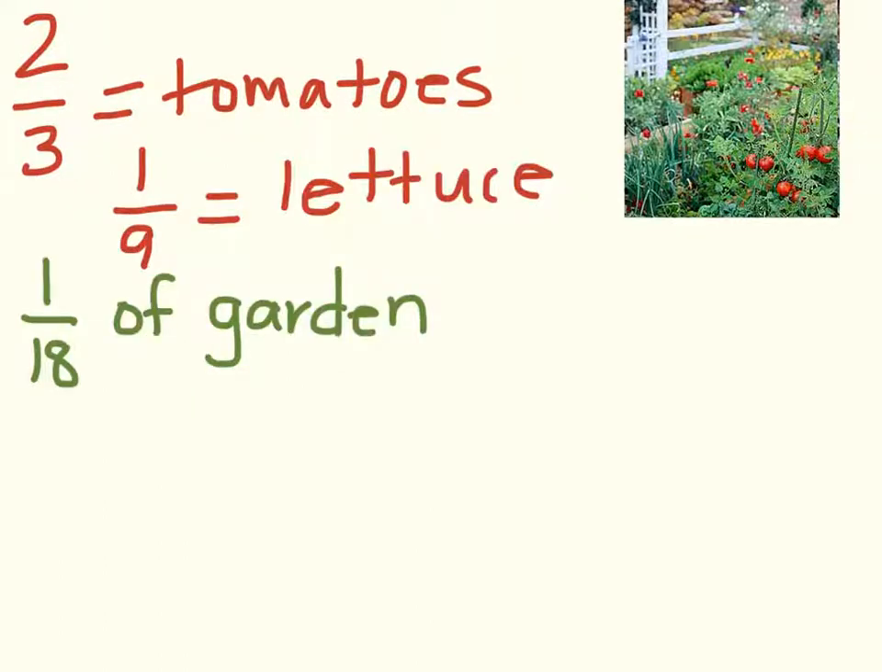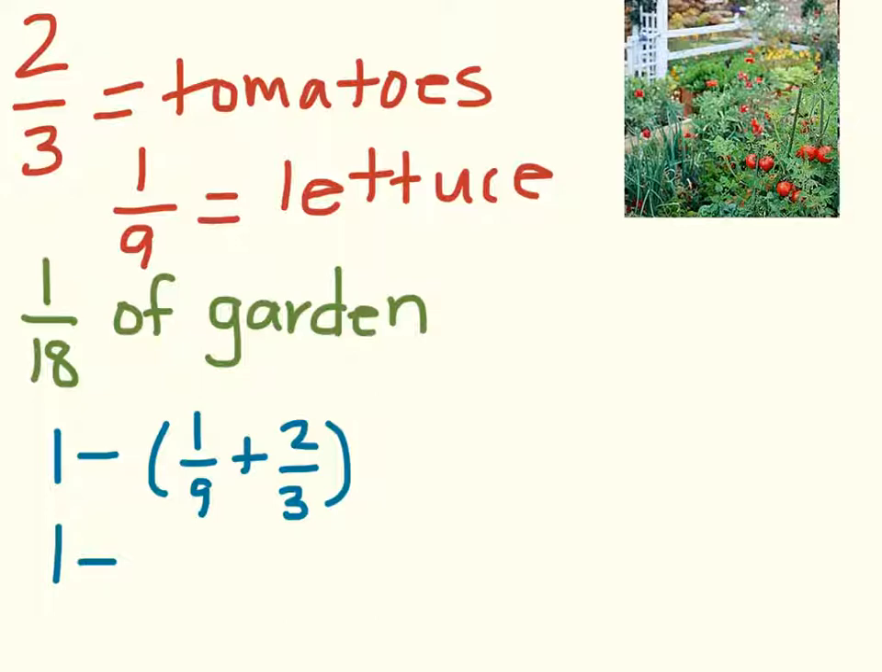First, let's find the fraction of Stephen's land that he divides into small plots. So the fraction of land that he's divided is 1, the whole, minus the fraction that he uses for lettuce, which is 1/9, and the fraction that he uses for tomatoes, which is 2/3. So that tells us we need to subtract 7/9 from 1. So 2/9 of the garden is divided into these small plots of land.